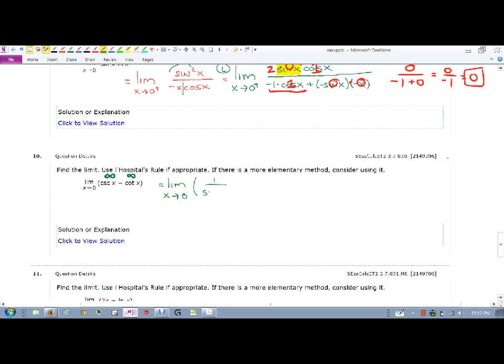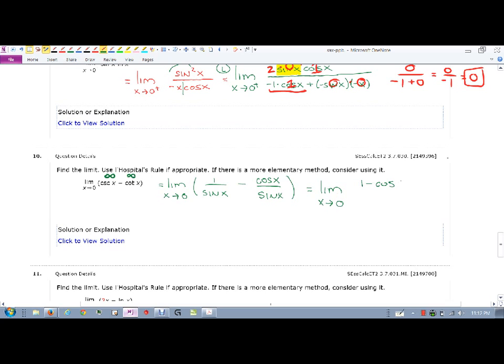Cosecant is 1 over sine x, and cotangent is cosine x over sine x. So as you can see, as x goes to 0, you get 1 over 0, 1 over 0. They're both becoming infinite, or the limit, you could even say the limit doesn't exist. But check that out. They both have the same denominator. So why don't we just put those together?